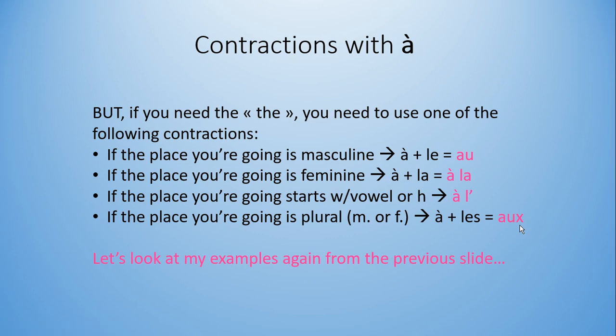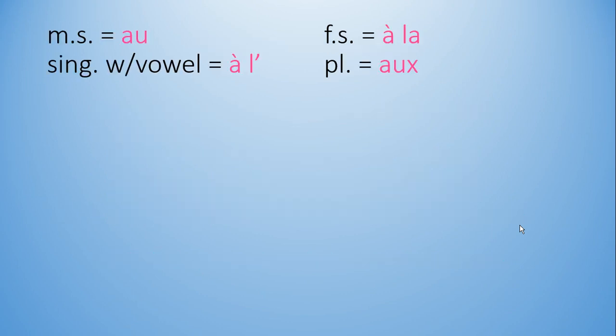So let's look at my examples again from the previous slide. Last slide, we were looking at aller and how to make them negative. Now we're going to look at the same sentences, but looking at them for a different reason. Okay. Now remember, I put it at the top. Masculine singular is au, feminine singular is à la. Singular before a vowel or an H is going to be à l'apostrophe, and plural is going to be aux. Okay, so je ne vais pas au stade. I am not going to the stadium. So once again, au stade, because stade is masculine.